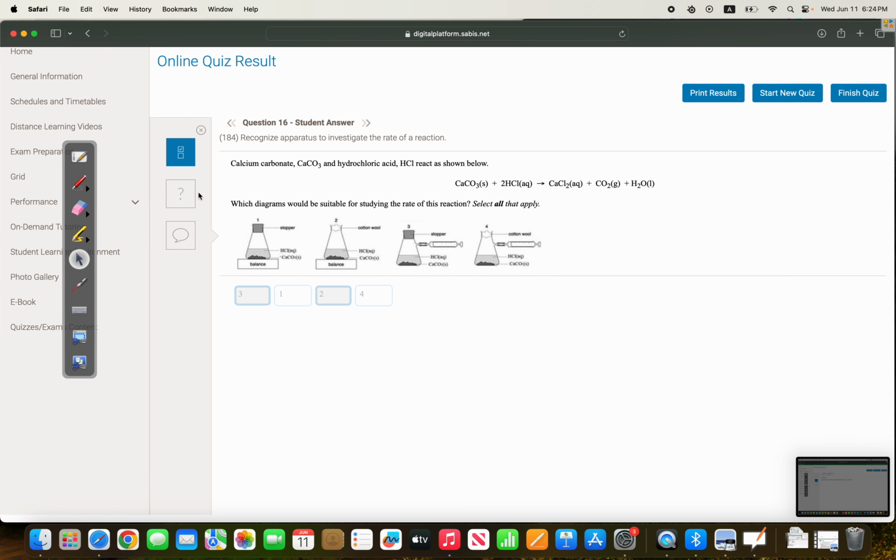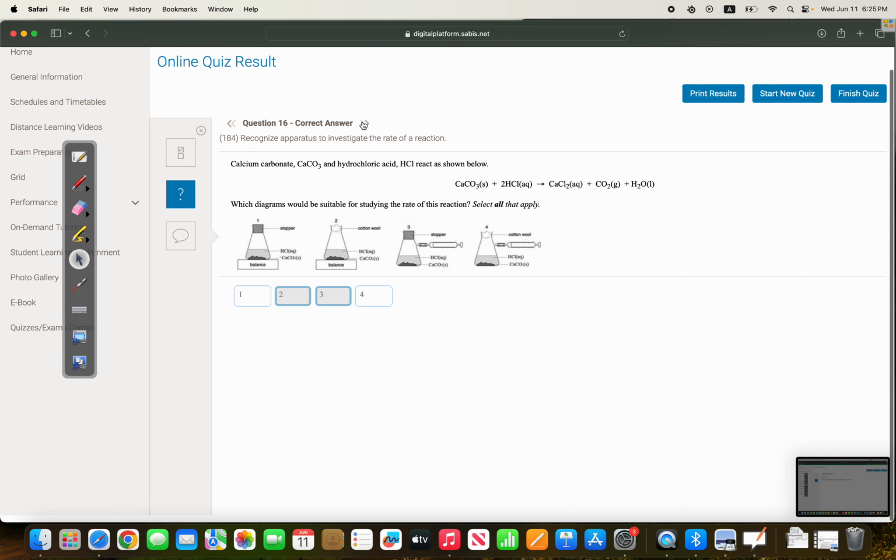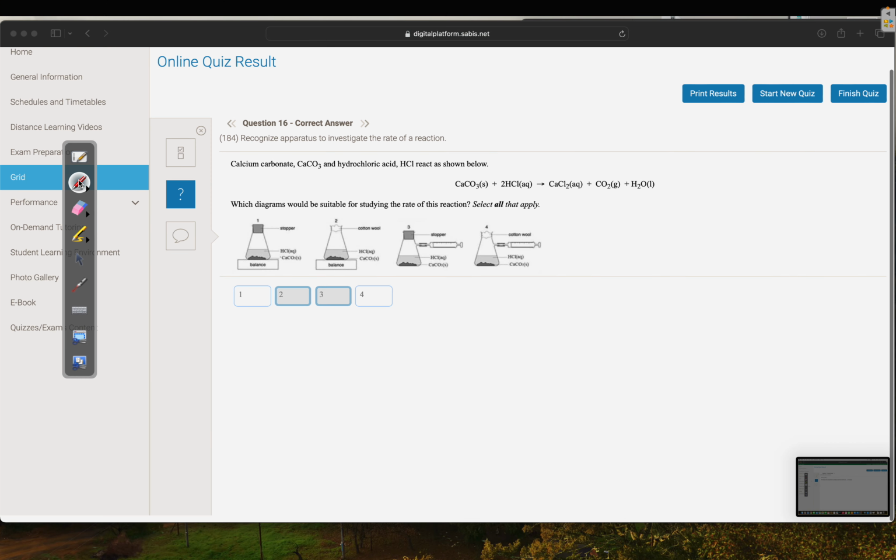Number 16. Which diagrams would be suitable for studying the rate of this reaction? Over here, you need to memorize that for cotton wool it's always the cotton wool and the balance, while when we use the stopper, it's only the stopper and the syringe. That's it. Like here, stopper and syringe match, right?